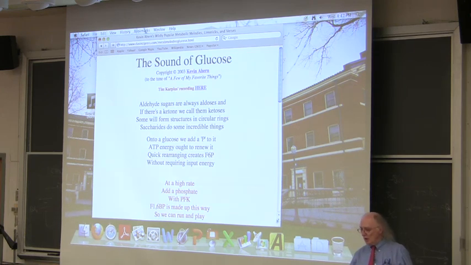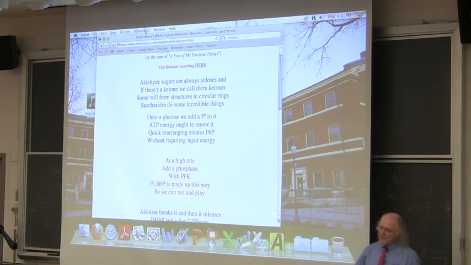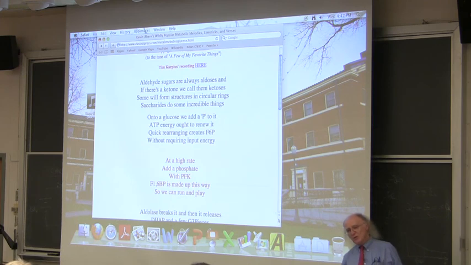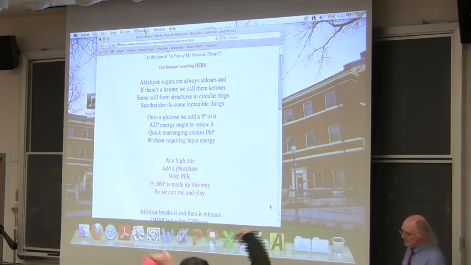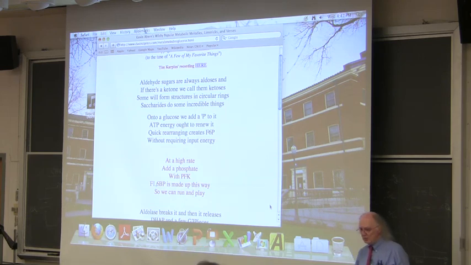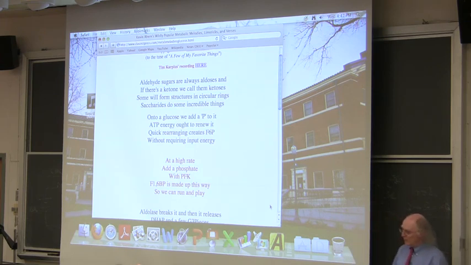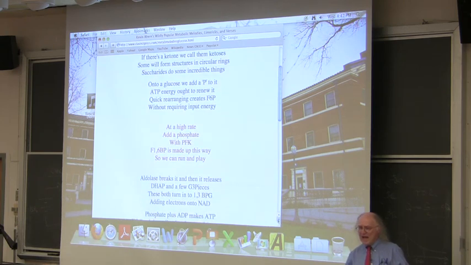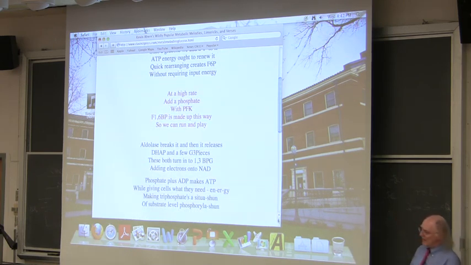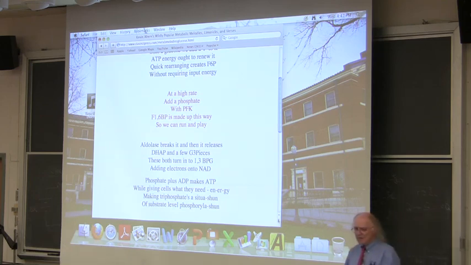Aldehyde sugars are always aldoses, and if there's a ketone, we call them ketoses. Some will form structures in circular rings. Saccharides do some incredible things. Onto a glucose, we add a P to it. ATP energy ought to renew it. Quick rearranging creates F6P without requiring input energy. At a high rate, add a phosphate with PFK. F16BP is made up this way so we can run and play.